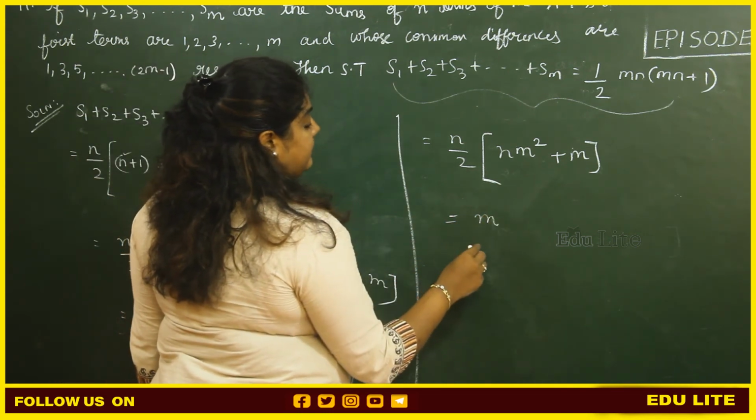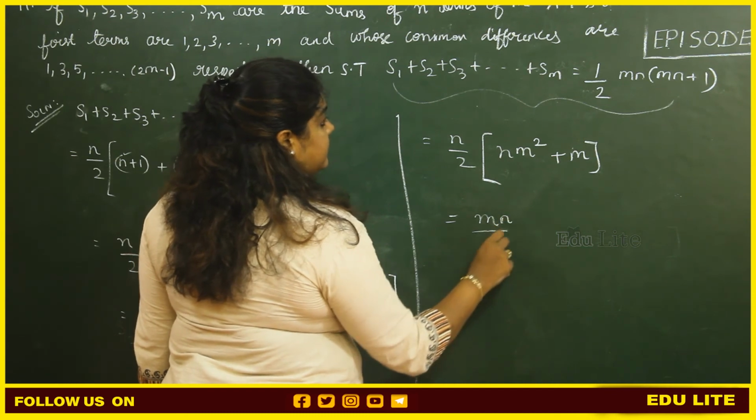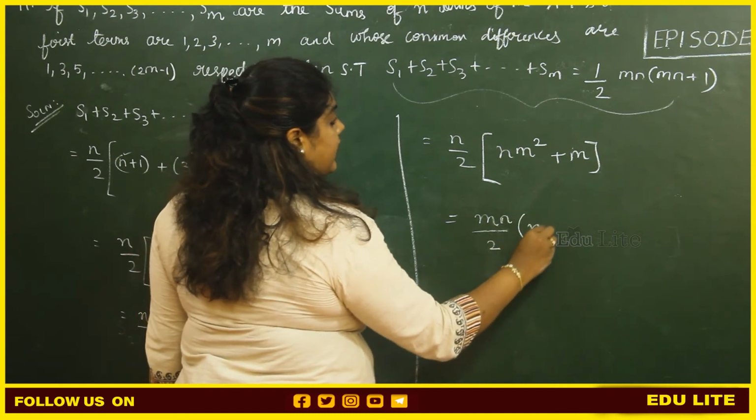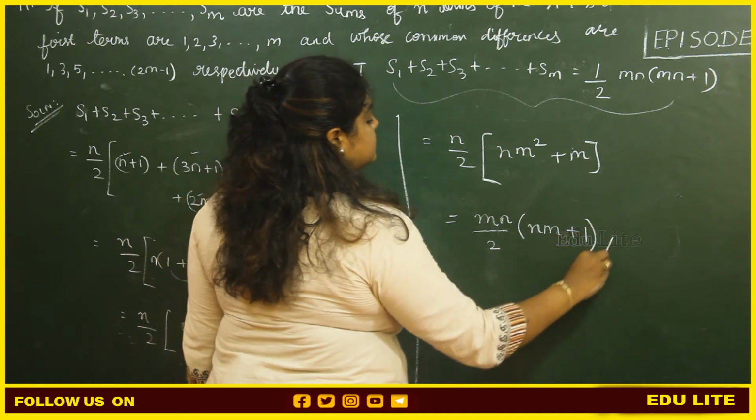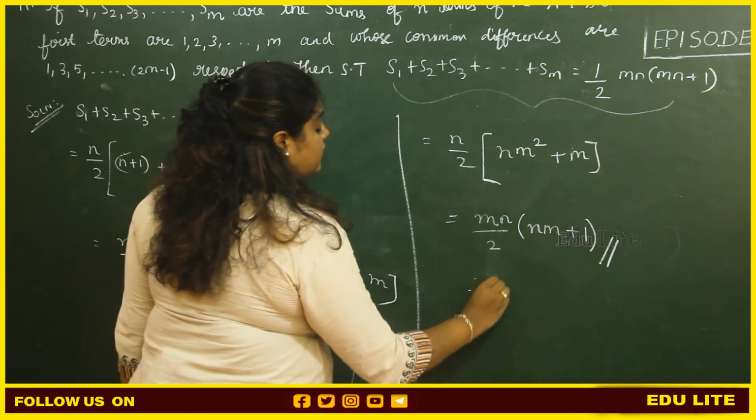So, if I take m in common, what will I get? I am taking m in common, we will get mn by 2 into n times m plus 1. So, thus we got the right hand side. Therefore, hence proved.